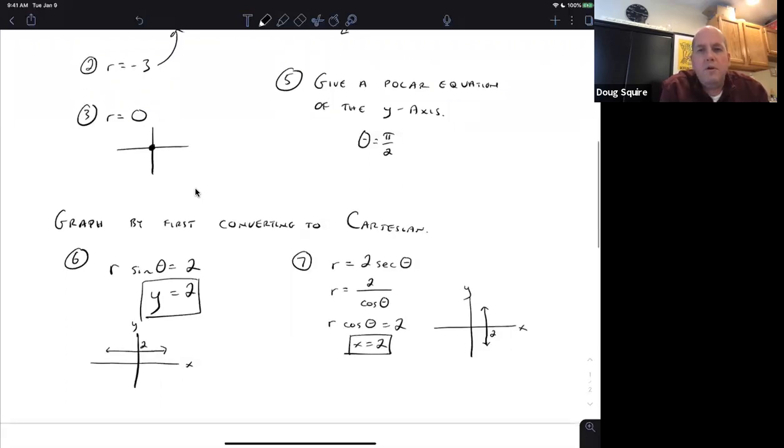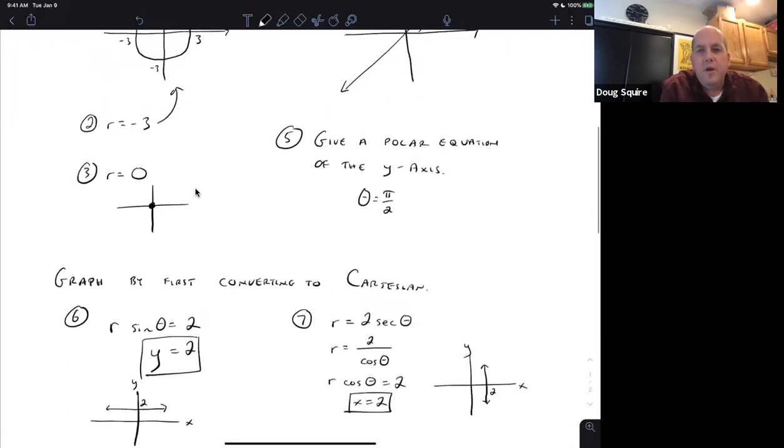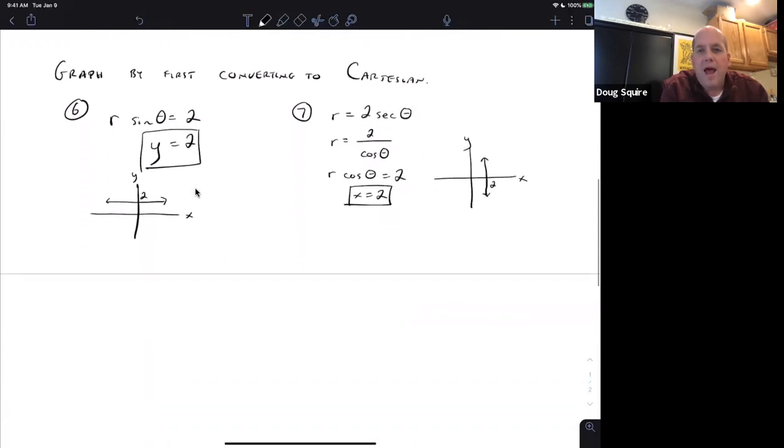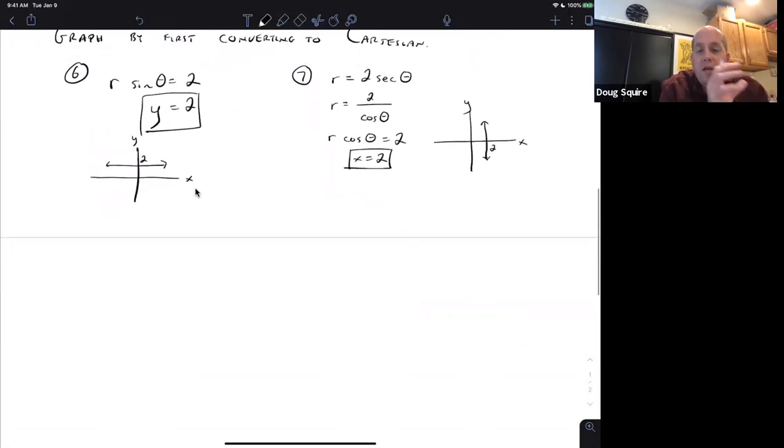Okay, so we should be able to do graphs where r is a constant. We should be able to do graphs where x is a constant. We should be able to do graphs where it converts to x equals a constant and y equals a constant.